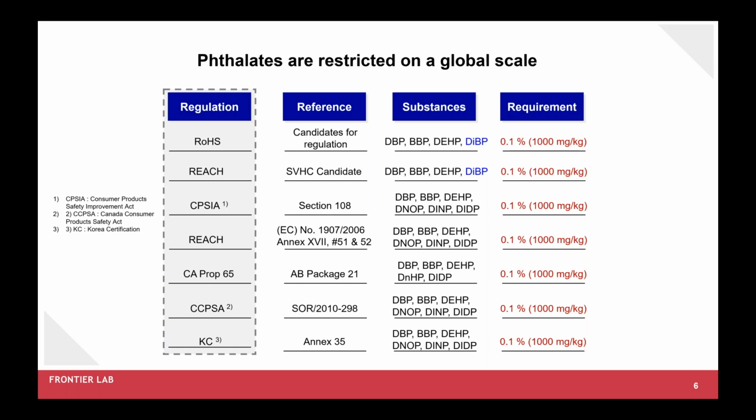Several phthalates are regulated on a global scale. The United States, Canada, European Union, Japan, and many other nations have banned the use of phthalates and passed regulation designed to monitor the concentration of phthalates in consumer products. Here you can see some of the regulations with the references, substances, and requirements as examples. It is very critical for manufacturers to comply with these regulations by having the capability of accurate measurements of these phthalates.